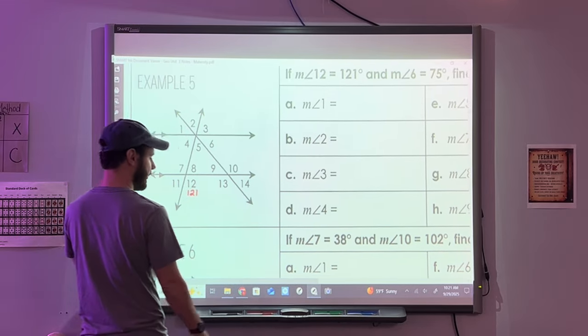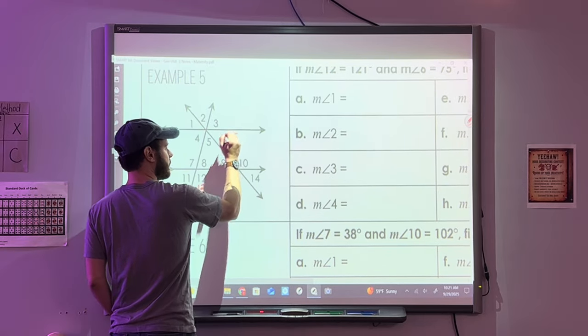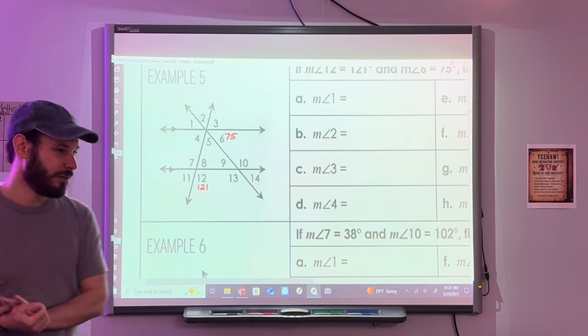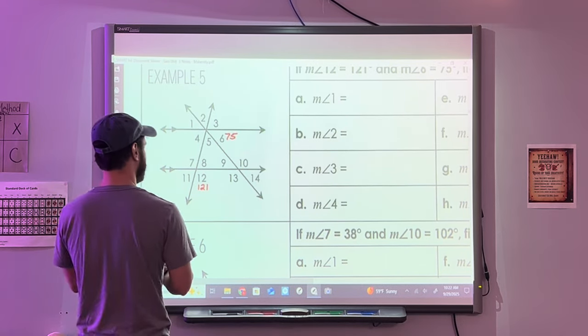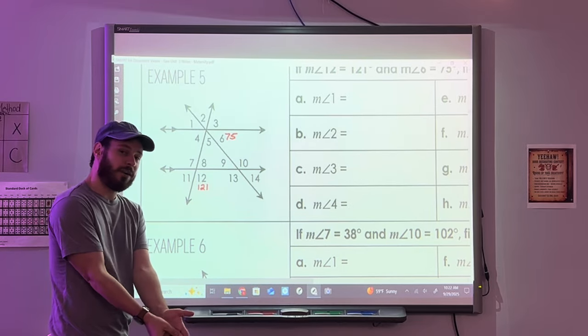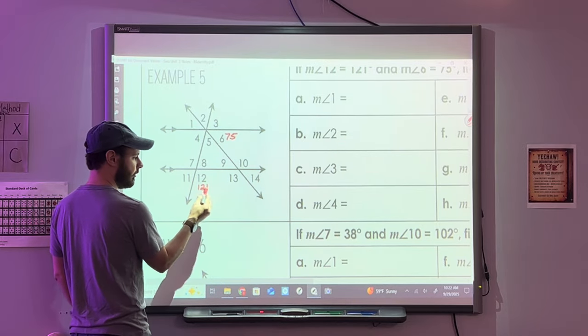And 6 was 75, right? Yeah. Find everything else. Okay. So this one looks a little bit more involved. It is. Start with vertical angles. It's always where I start. It's always the easiest. I know that 12 is 121.